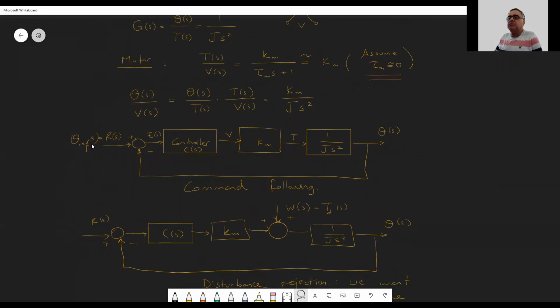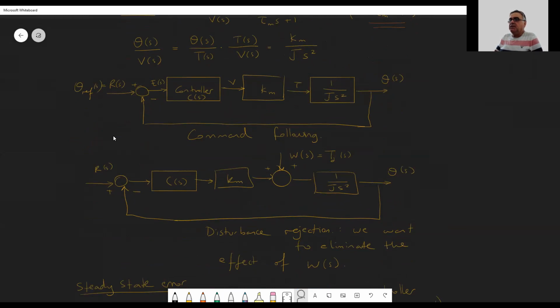You want a certain angle of rotation, let's say 90 degrees. You want your arm to rotate like 90 degrees, and the control system makes it do that using feedback. Okay, it feeds back the actual theta, compares with the reference theta, generates the error, and the controller generates the voltage that drives the motor. This is the command following case.